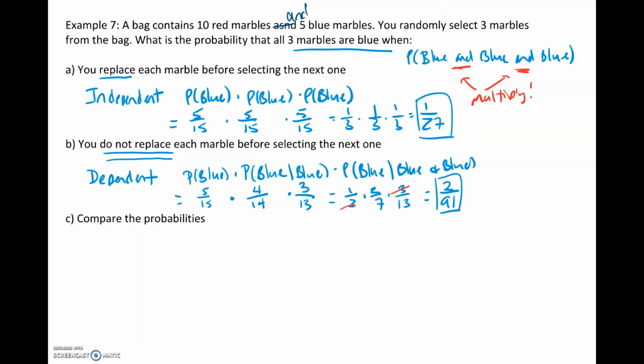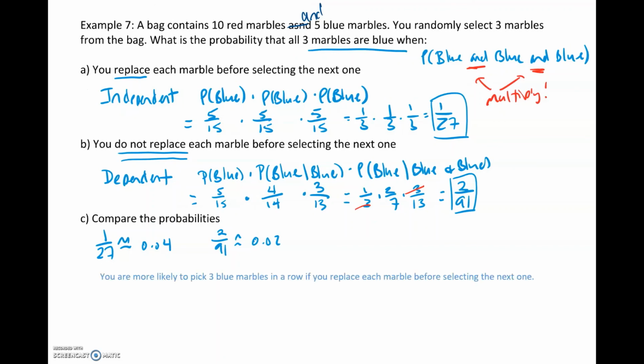Okay, last part to this, we want to compare the probability. I don't want you to tell me like, oh, 1/27 is greater than 2/91 or something like that, but I want you to tell me what that means. And that's just basically a quick interpretation of what probability is. It's the likelihood. So in order to compare, I think it's a little bit easier to convert to decimals. So 1/27 is approximately 0.04. 2/91 is approximately 0.02. So in terms of likelihood, it is more likely for us to pick 3 blues in a row if we replace each marble before selecting the next one.